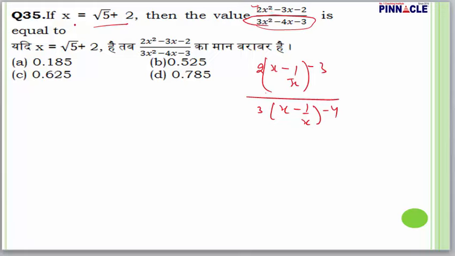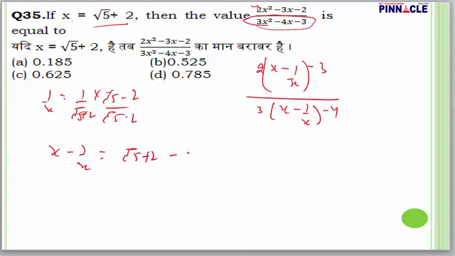Now we know the value of x, that is root 5 plus 2, and 1 by x would be equal to 1 by root 5 plus 2, and you rationalize it, then a square minus b square would be equal to 5 minus 4, that is 1. So 1 by x is root 5 minus 2, and x minus 1 by x, root 5 plus 2 minus root 5 plus 2, would be equal to 4. So here you can put 4, 2 into 4, 8, 8 minus 3, that is 5, 3 into 4, 12, minus 4, 8, so 5 by 8.